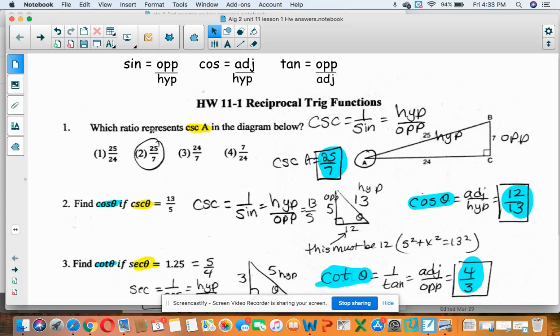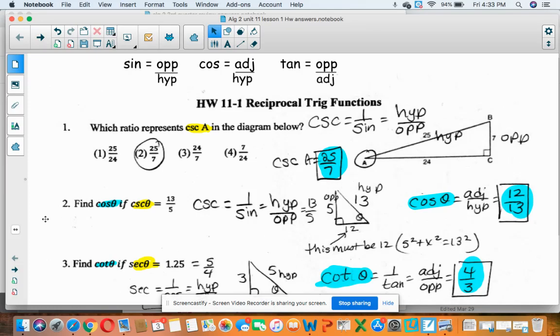So question 1 wants to know which ratio expressed the cosecant of A in the diagram below. Cosecant is the inverse of sine, so it equals 1 over sine. Since sine is opposite over hypotenuse, then cosecant will be hypotenuse over opposite. So I go to angle A, because it said cosecant of A, and I'm going to do hypotenuse, which is 25, over opposite, which was 7, and that would be choice 2.